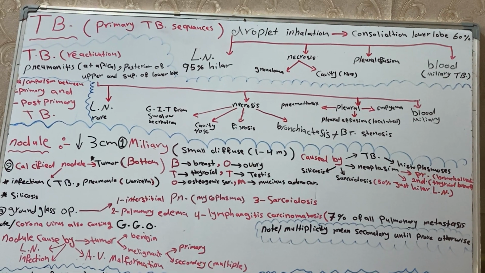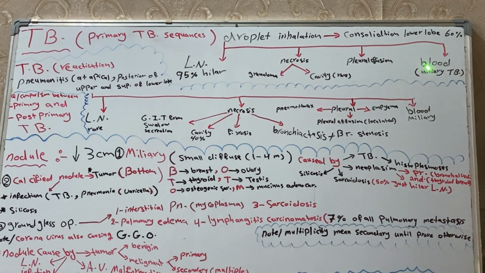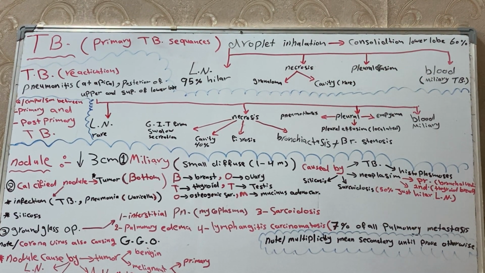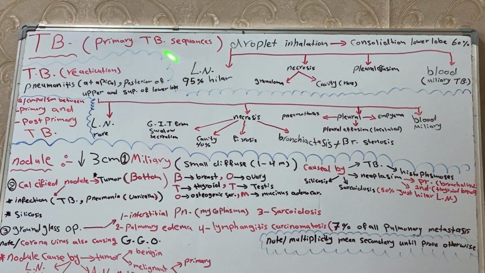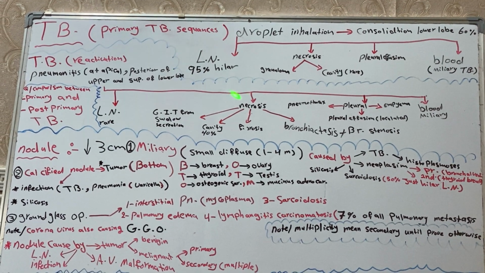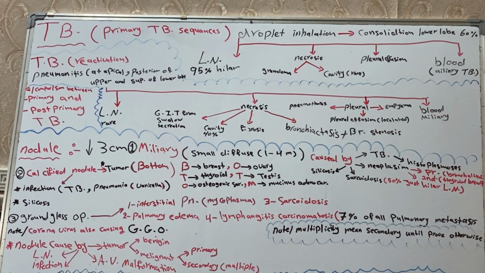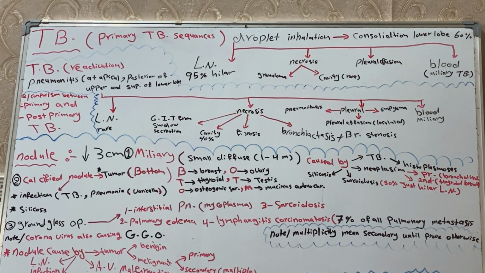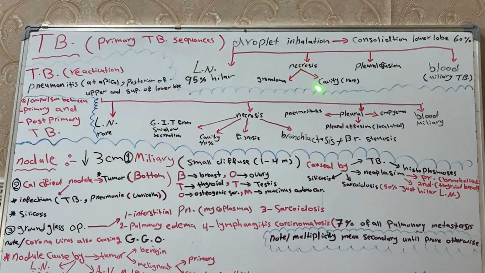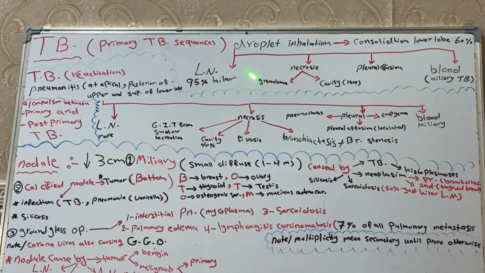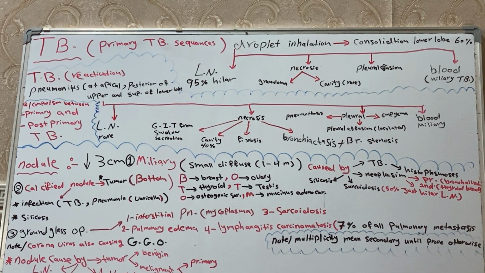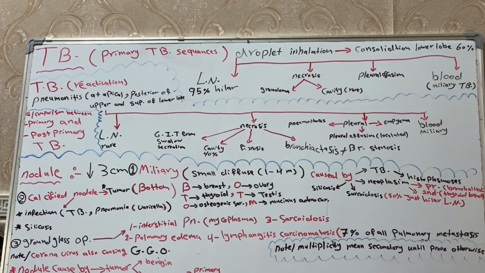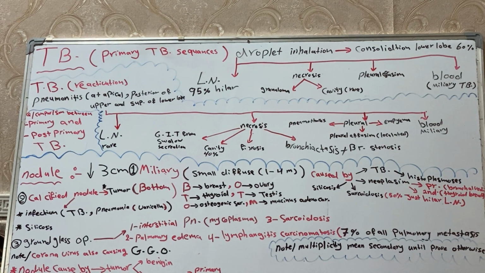Which goes either to the blood causing miliary TB, or to the pleural effusion, or to the lymph nodes involving the hilar lymph nodes at 95%, or causing necrosis. The necrosis causes a cavity, which is rare, or granuloma. Also granuloma is seen in histoplasmosis and sarcoidosis. This is the primary TB.